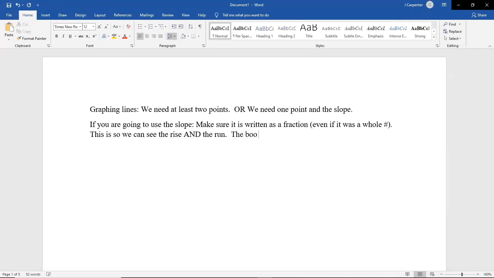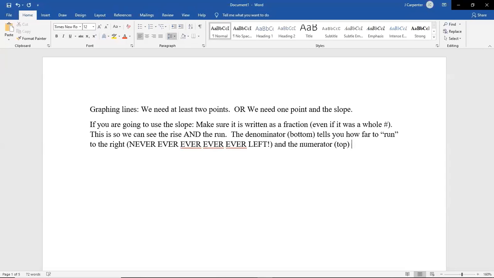The bottom number, the denominator, tells you how far to run, how far to run to the right, ever to the left. Write as many evers as you like. And the numerator, the top, tells you how far to rise, which can be fall if it's down, up or down based on the sign.